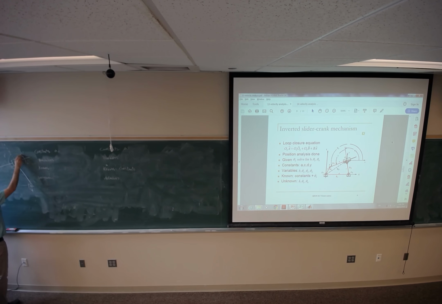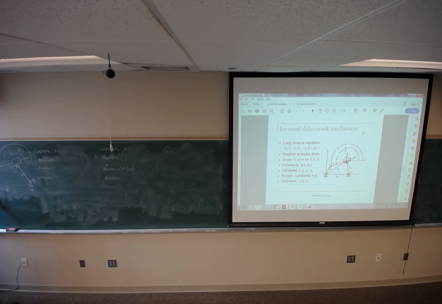This angle is theta 4. This angle is theta 3, the angle of this link 3 with the ground. And this is theta 4, the angle of this link with the ground. These two are the same. This is A, this is B, this is C, and this is D.